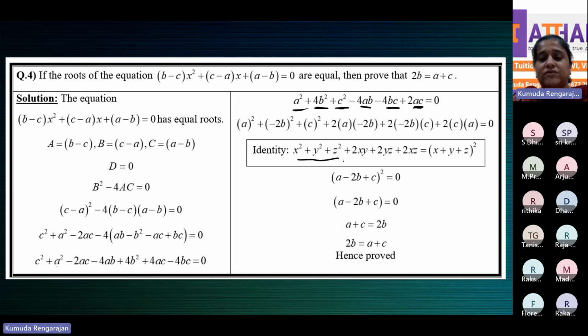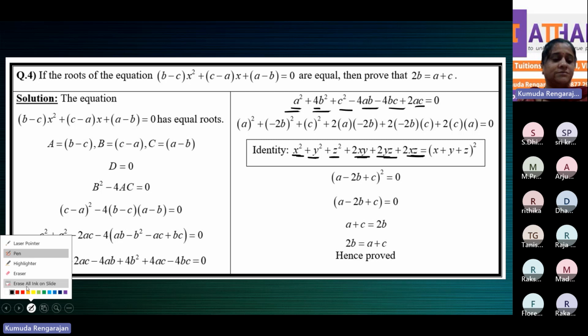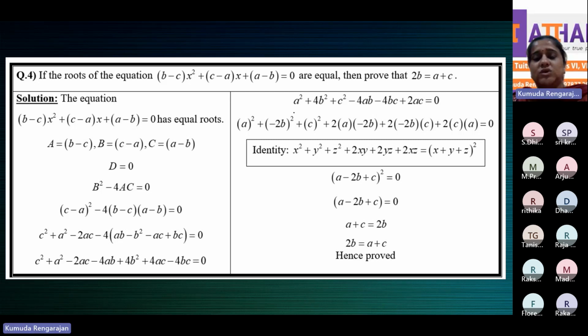Now recall this identity from 9th standard. Whenever we have 6 terms like this, x square, y square, z square, 2xy, 2yz, 2xz, this can be factorized as x plus y plus z the whole square. So see here, we have 6 terms here: A square, B square, C square terms, AB, BC, CA, like x square, y square, z square, xy, yz, zx. So it's in that form.